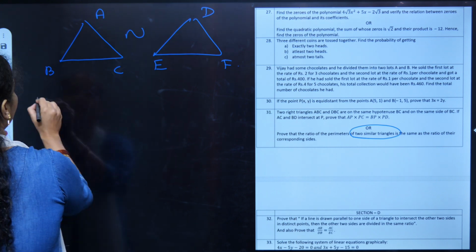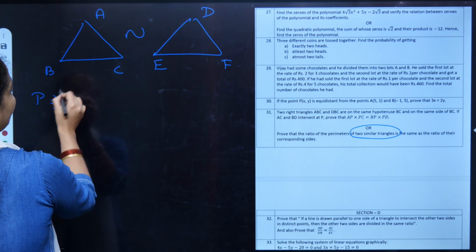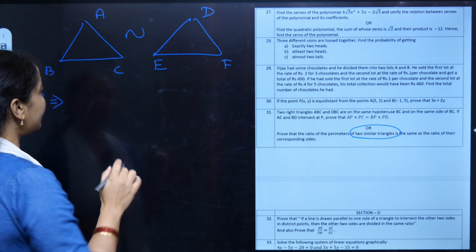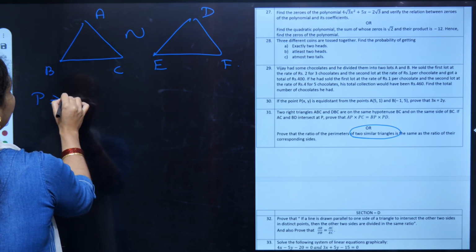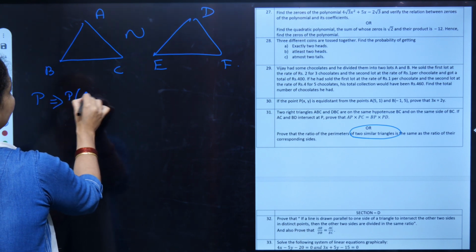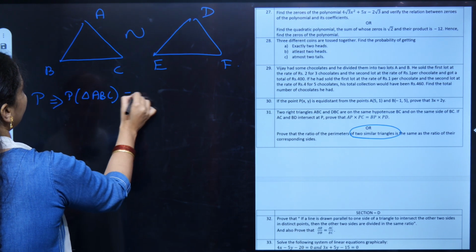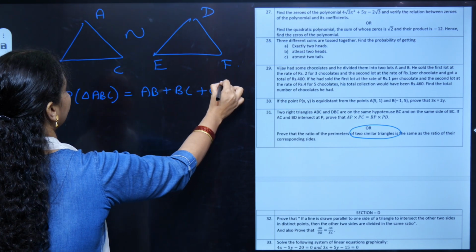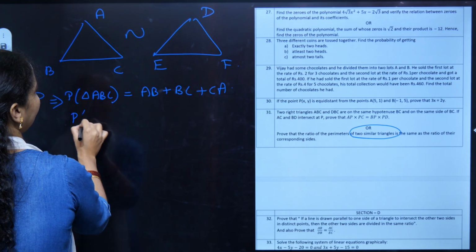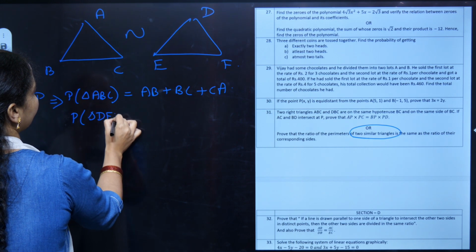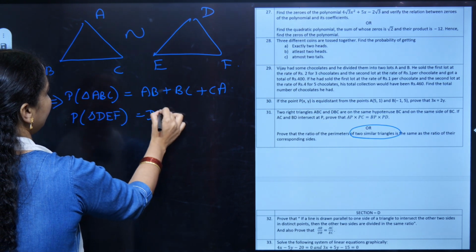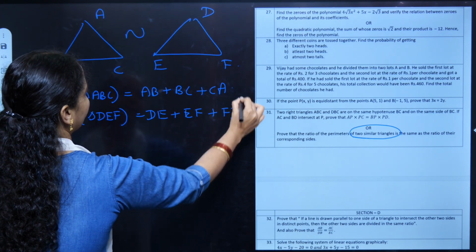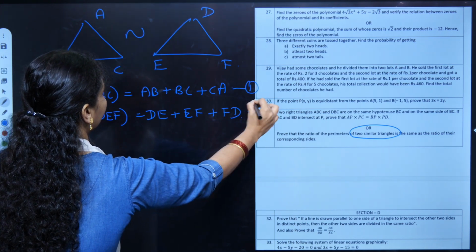What is a perimeter? A perimeter is the sum of three sides of the given figure. Here I have a triangle, so I have three sides. I am adding up the sides. Perimeter of triangle ABC will be AB plus BC plus CA. Similarly, perimeter of triangle DEF will be DE plus EF plus FD. I am considering this as 1, this as 2.